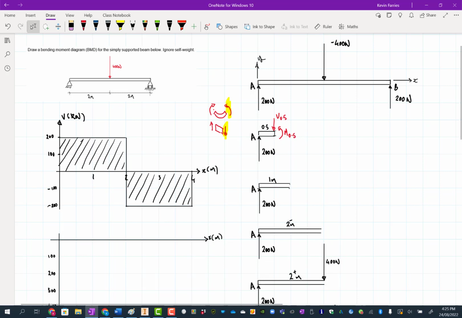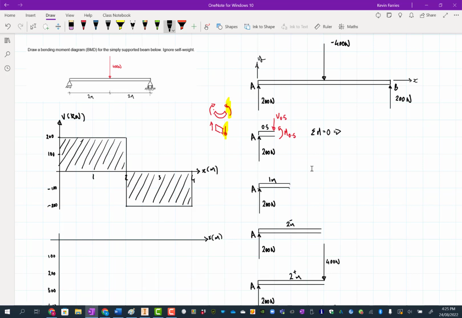But I'm going to take the moment about this point where I've split it. That's where I'm going to take the moment. And that means that I don't have to worry about this shear, actually. It doesn't really matter what it is. What it would be is 200 newtons. Got to balance that force. But I don't have to worry about it because I'm going to take the moments about this point. It's got no lever arm, no moment associated with it. So to find the moments, we're just going to say sum of the moments is equal to 0.